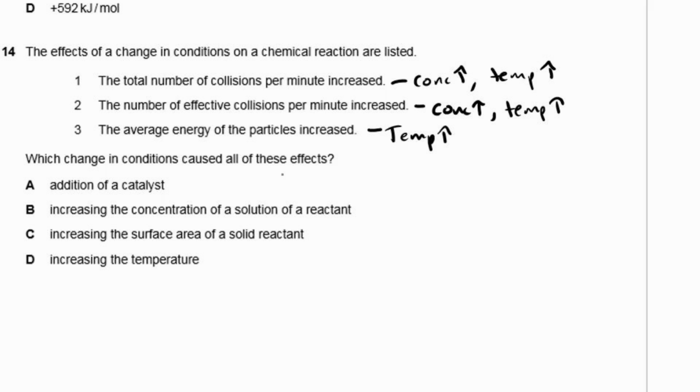Okay, so which change in conditions causes all of these effects? Addition of a catalyst? No, so the number of effective collisions per minute, that could also be the catalyst. Okay, so it's not that because it needs to be in all three of those. Increasing the concentration of a solution has nothing to do with the average energy for number 3. Increasing the surface area of solid reactants, that doesn't really do any of these. Well, it does. It would be the same as increasing the total number of collisions. Possibly increasing the effective number of collisions, but not the average energy. And increasing the temperature, that is changed in all of these.